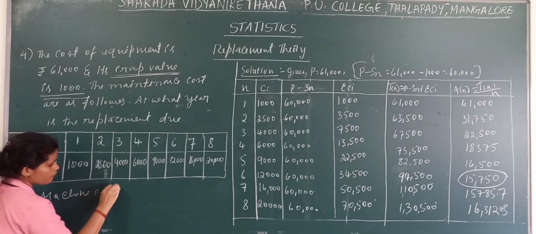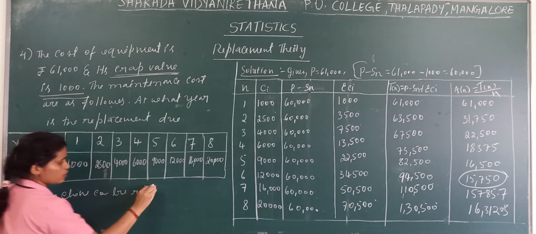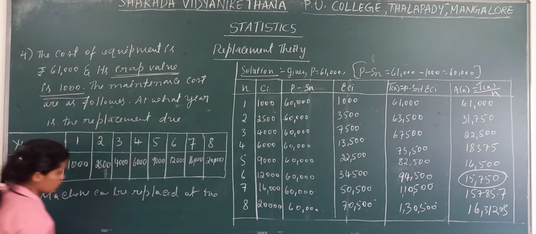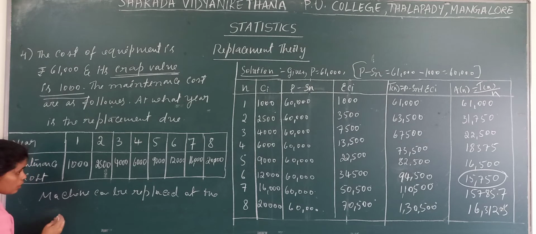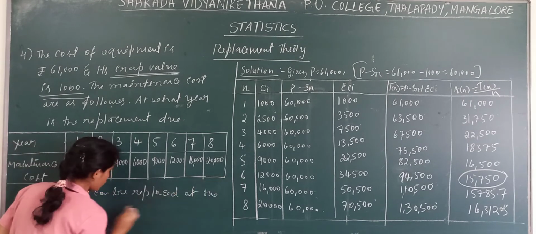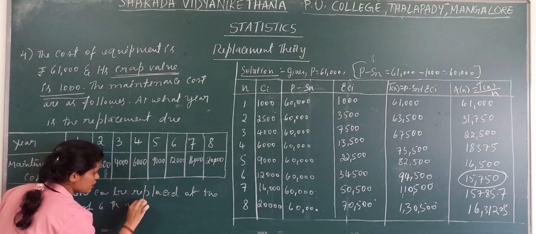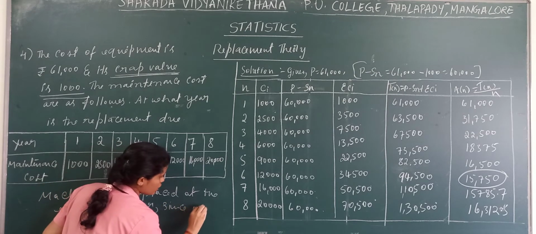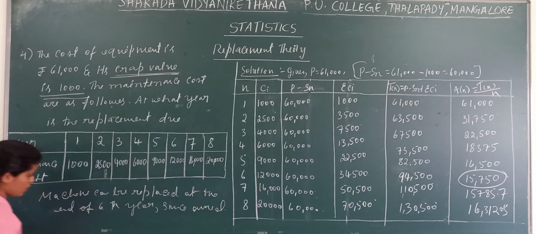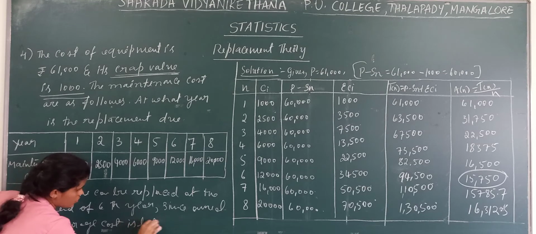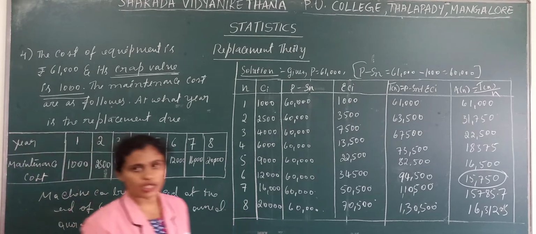Machine can be replaced at the end of which year? At the end of 6th year, since annual average cost is least. This is about this particular problem.